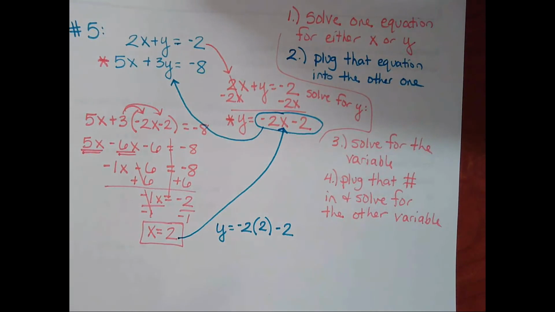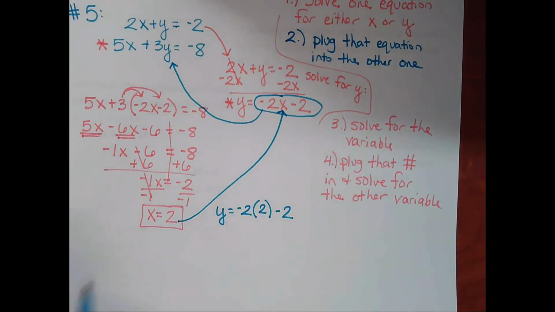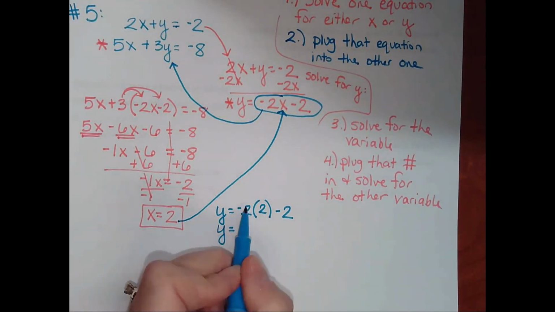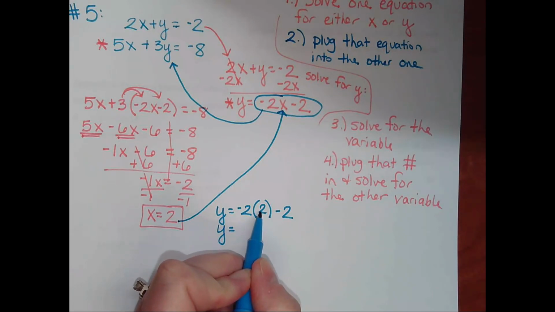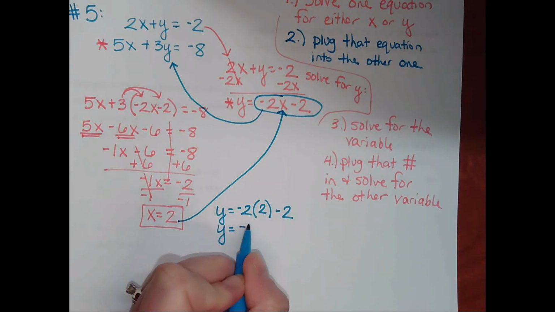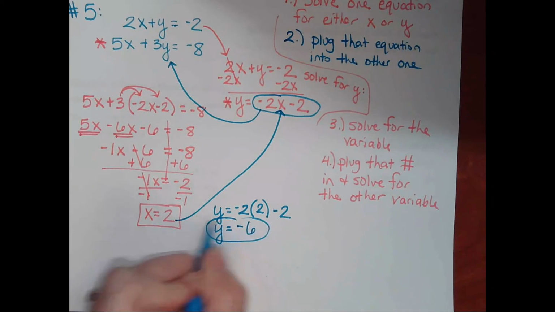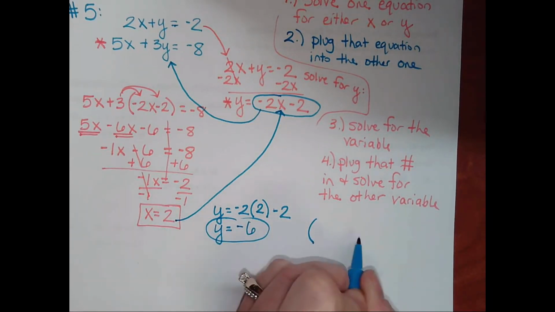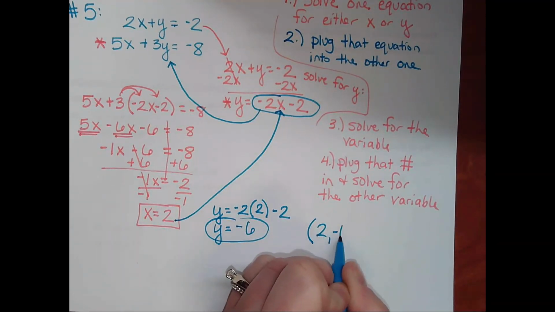It's a lot of 2's. Probably should have picked a problem that didn't have so many 2's. So then you get y equals -2 times 2 is -4. -4 minus 2 is -6. So there's my x, there's my y, so my actual answer is 2, -6.